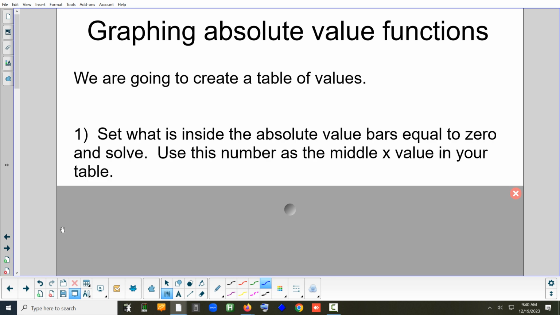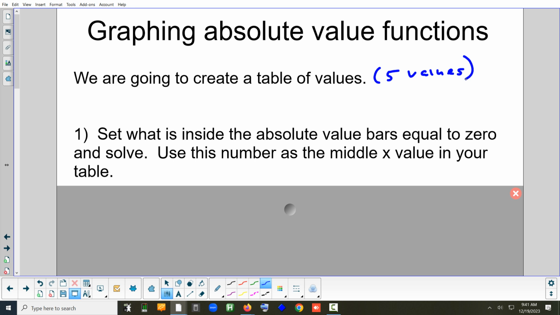All right. So where it says number 1, you want to write down: set what is inside the absolute value bars equal to 0 and solve. I know yesterday when we did our tables, we only did 3 values. Today we're going to do 5 values. It's not really a big difference, but we're going to do 5.